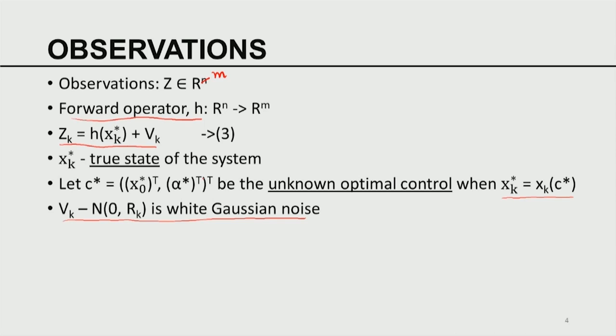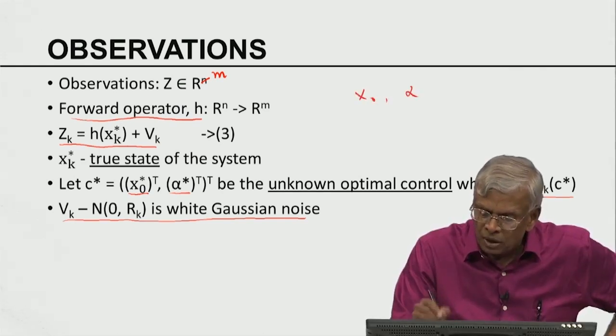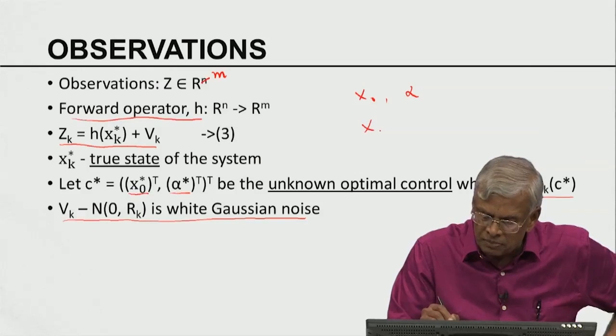We only know indirectly through observation what the mother nature has selected. What is the value of the initial condition that corresponds to the true state, which is x naught star and alpha star. So we have picked x naught and alpha. Mother nature has picked x naught star alpha star.